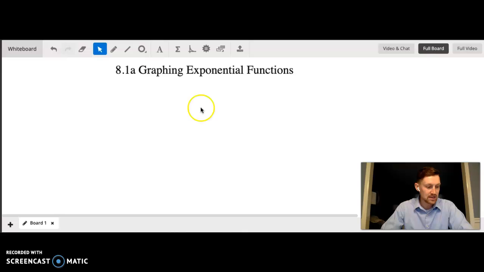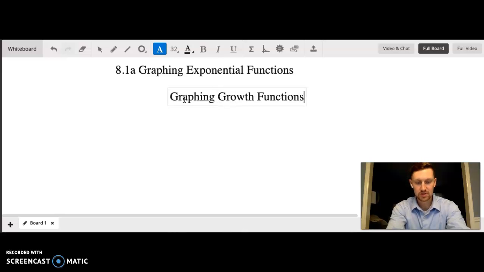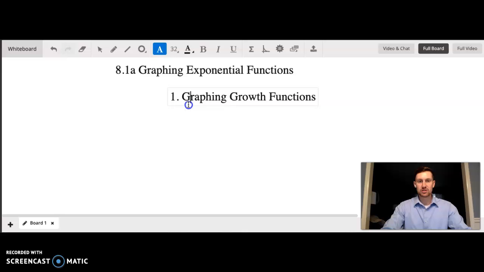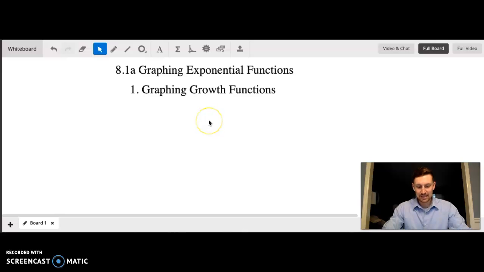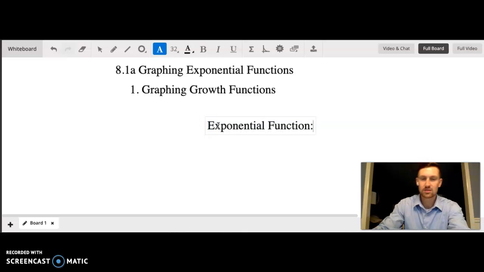So 8.1a, get that title down there. And then point number 1, and just 1 today, and we'll look at the rest of section 1 in the next lesson. Graphing growth functions. So this is number 1 here within our notes. Couple definitions. So first of all, what is a growth function? And then secondly, what does it look like to graph that growth function? So our first definition is, first of all, what is an exponential function? So what makes an equation or a function exponential in nature?